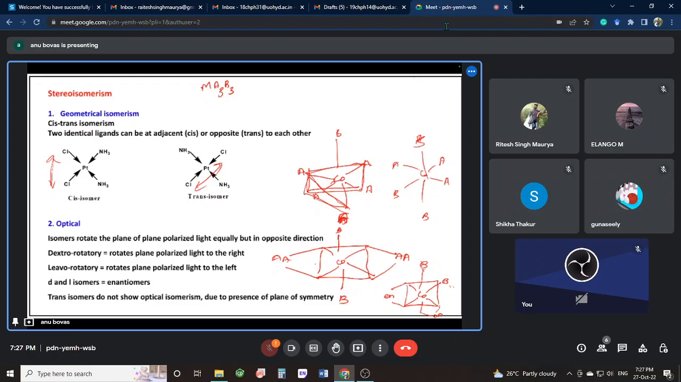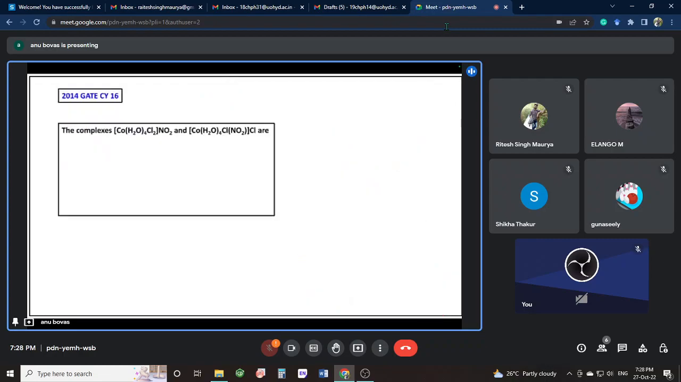Trans isomers will not show optical isomerism due to the presence of a plane of symmetry. Enantiomers are mirror images of each other, and they are non-superimposable. That is the definition of enantiomers. So if it has a plane of symmetry, then it will be superimposable. So any enantiomer should not have a plane of symmetry. In trans cases, we can see that it will have a plane of symmetry, and therefore it will not show optical isomerism. Okay. Now we can move on to solving the question.